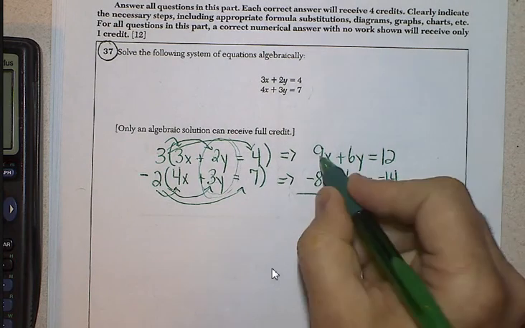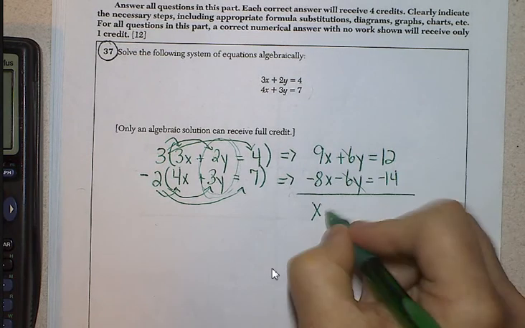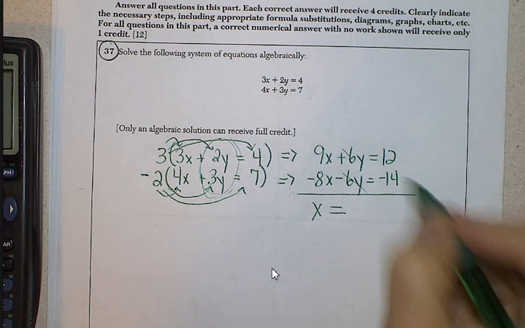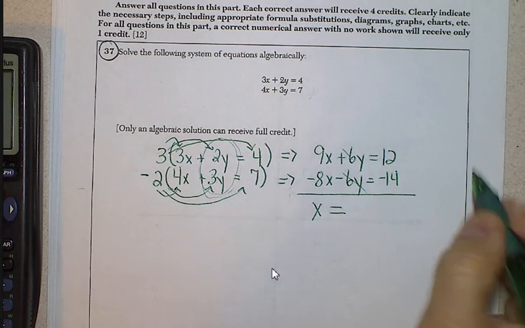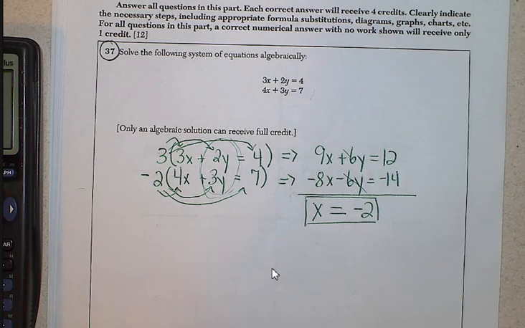When I add them up, 9x minus 8x, that's x. The y's will cancel, equals 14 and a negative, 12 and a negative 14, it's a negative 2. So there's my y answer.